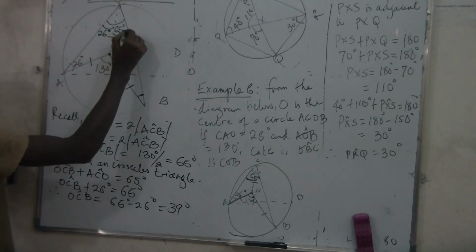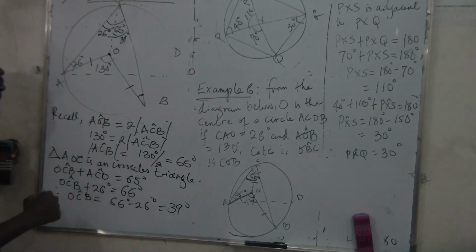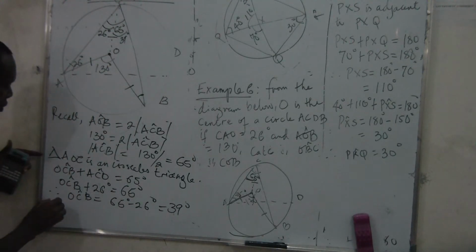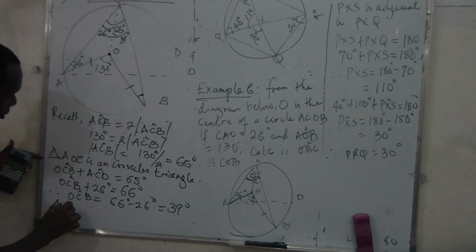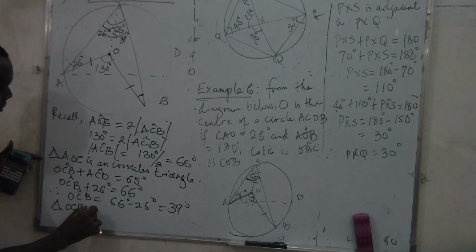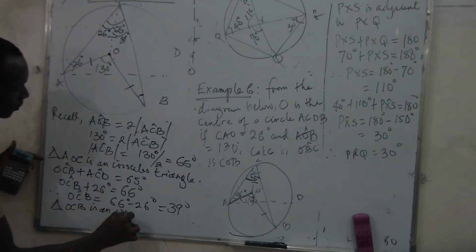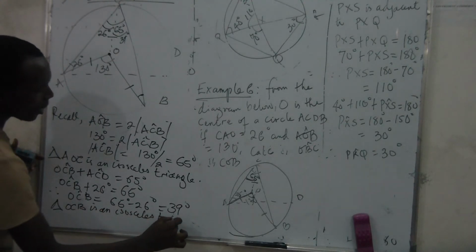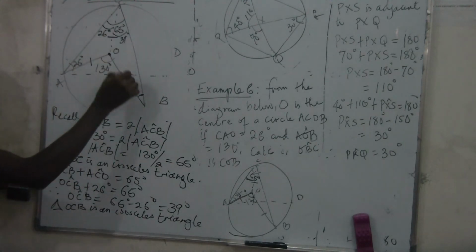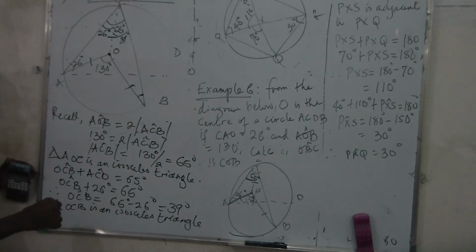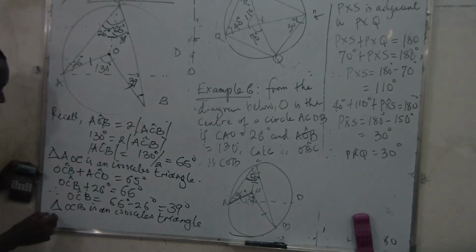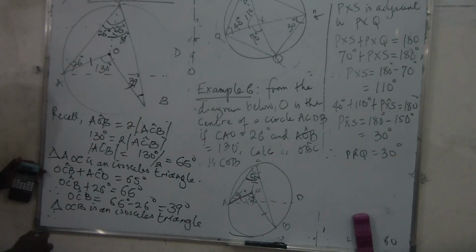So this angle here is 39 degrees. And this angle is 39 degrees. We can also say that the triangle OCB is an isosceles triangle. Do we understand why the triangle is an isosceles triangle? This triangle is also an isosceles triangle because this is the radius, and this is also the radius. This point being the center. So if this is 39 degrees, this one must also be 39 degrees.